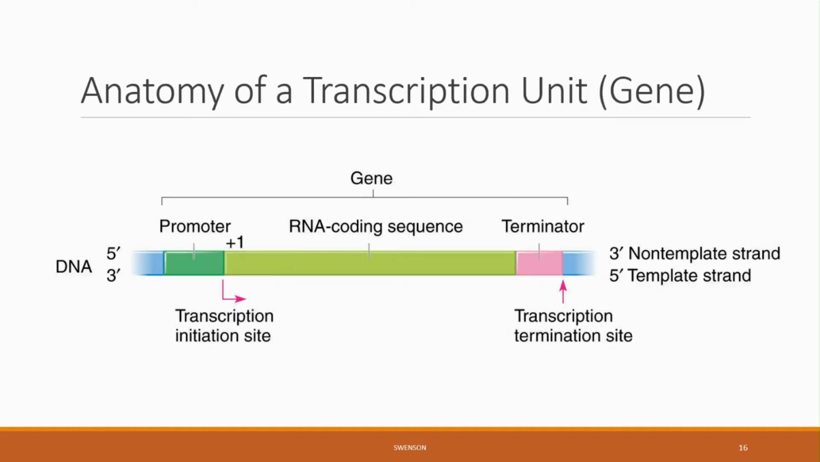Let's orient ourselves with how the DNA of a gene presents itself. We call this area the transcription unit. It will have a promoter, an RNA coding sequence, and a terminator. The promoter tells the cell where to begin making an RNA copy. The RNA coding sequence is the code for making protein, and the terminator tells the cell it has gone far enough and to stop transcribing.